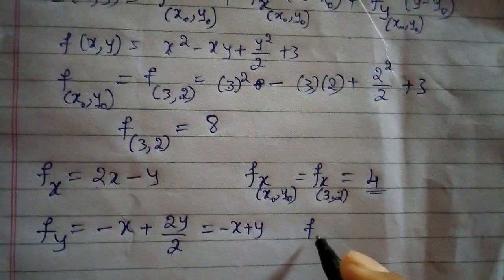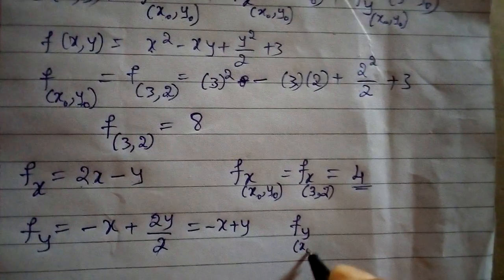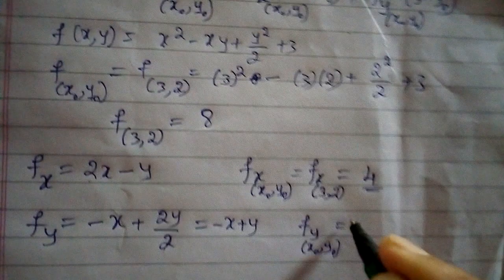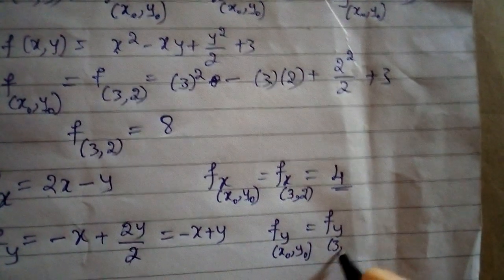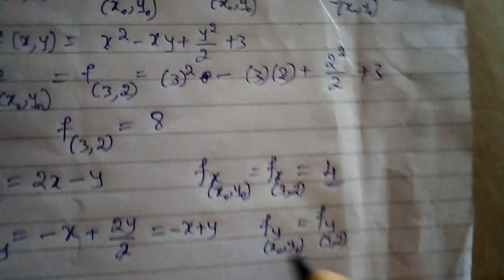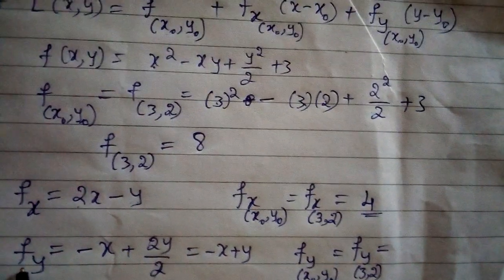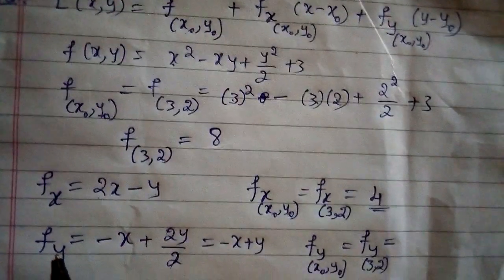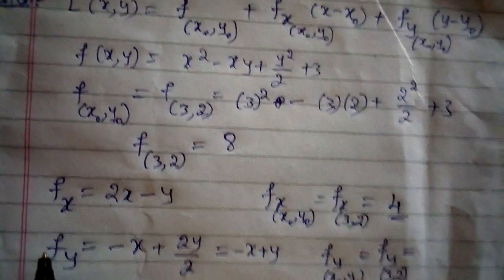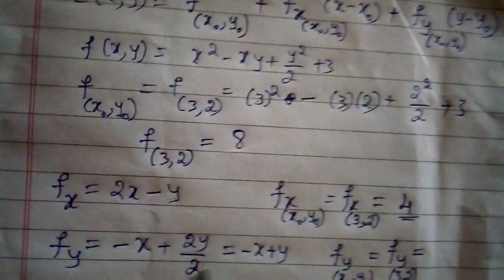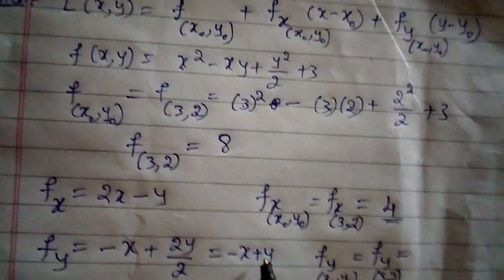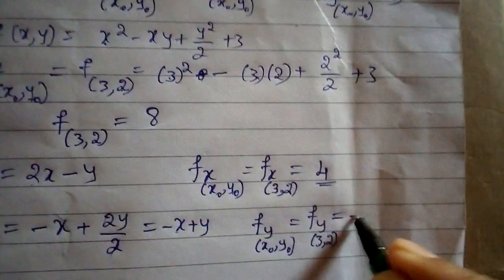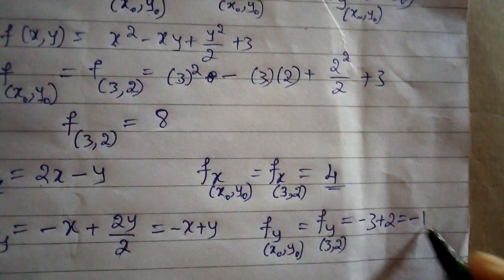Now the partial derivative of f with respect to y at (x₀,y₀), that means at (3,2). In place of x₀ put 3, in place of y₀ put 2. The partial derivative of f with respect to y is −x + y. In the place of x we put 3 and in the place of y we put 2. Minus 3 plus 2 becomes −1.